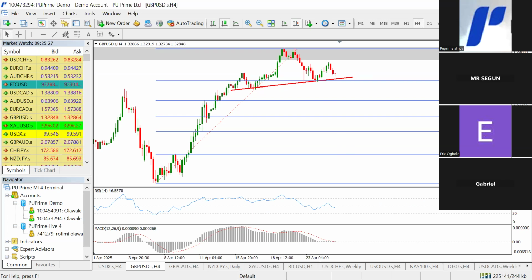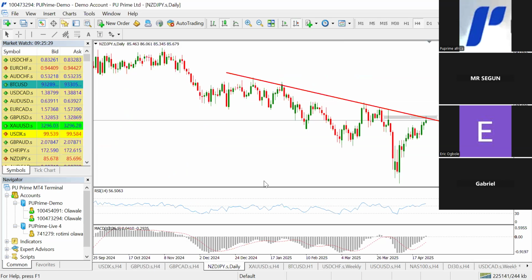And thirdly, I'm also putting my attention on the New Zealand JPY. Now, this one is an intraday setup. All things being equal, we should see it possibly trigger in the course of today. Here we have a descending trend line on the New Zealand JPY.